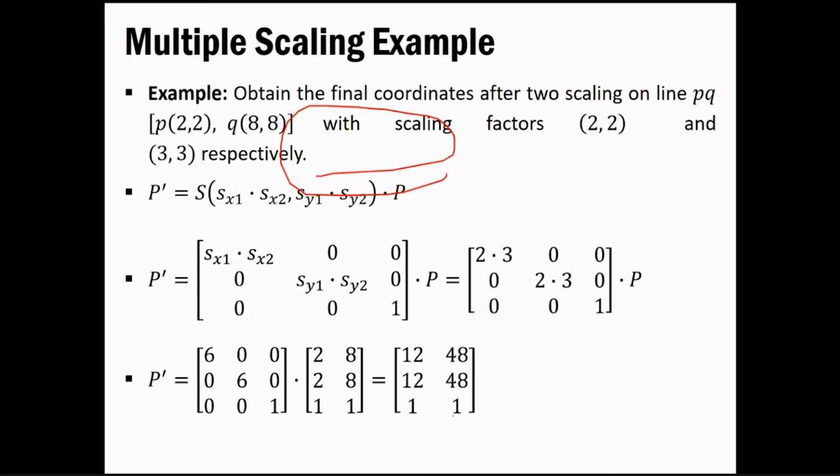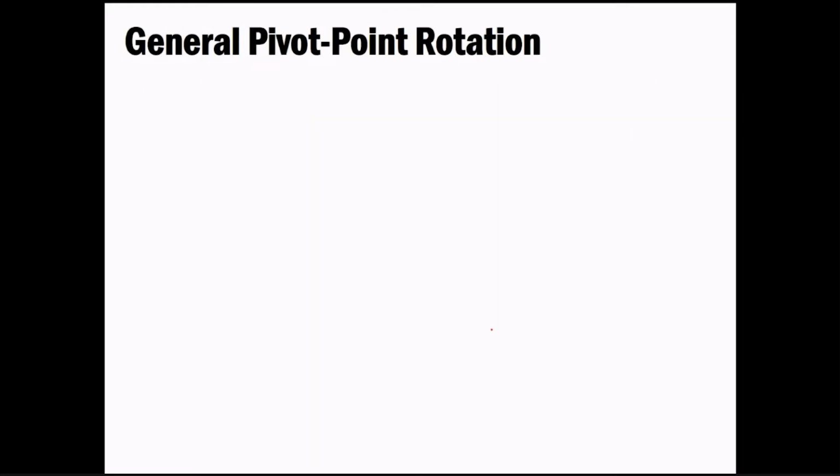Similarly you have to do this if it is for multiple parameters, multiple scaling factors. So that is for the multiple scaling. Translation, scaling, and rotation, that is how you can perform it. And then these are the two things that we got out of the calculation, that is P dash and Q dash. Okay, fine. So now general pivot point rotation.